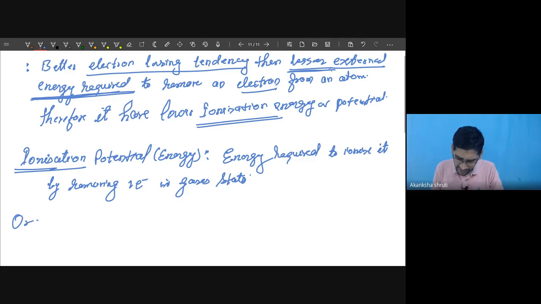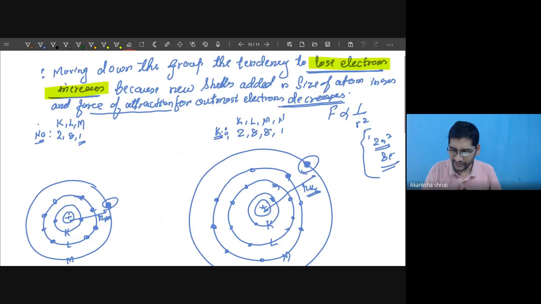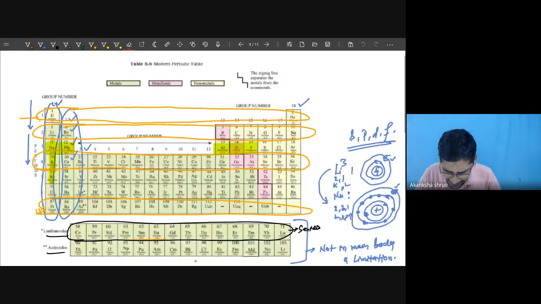So what is the order of ionization potential? It was also asked. Let me write barium, calcium, magnesium. Let us take only these three. What is the order? Can you predict? If you wish, you may put one more. Observe the group and quickly write it. In the group, barium is at the top, so barium has maximum ionization potential and calcium has the minimum.